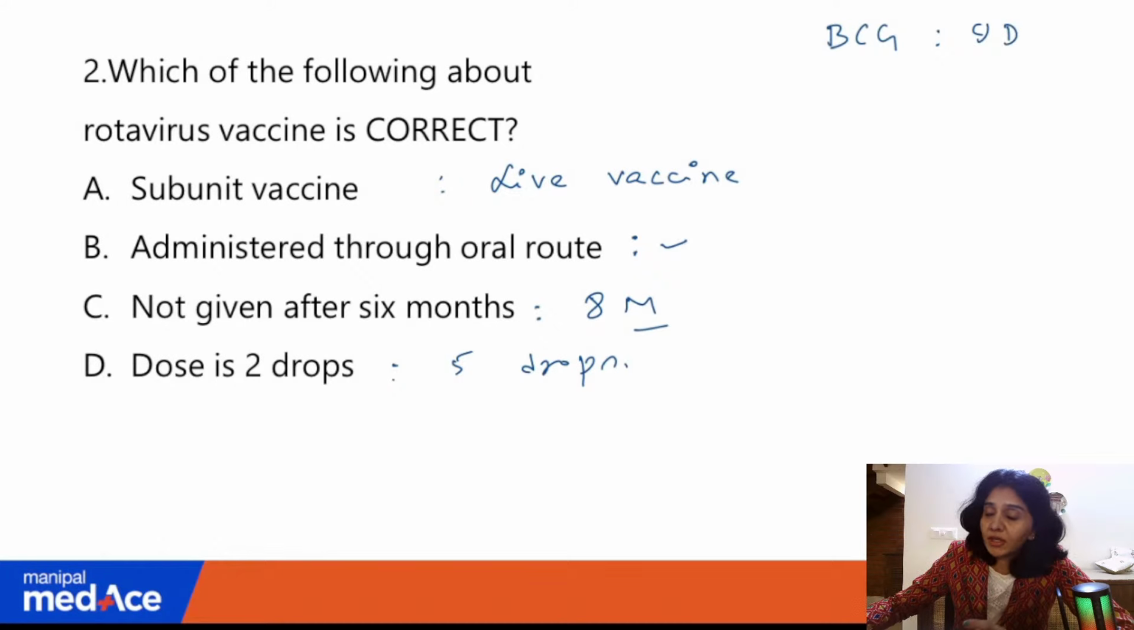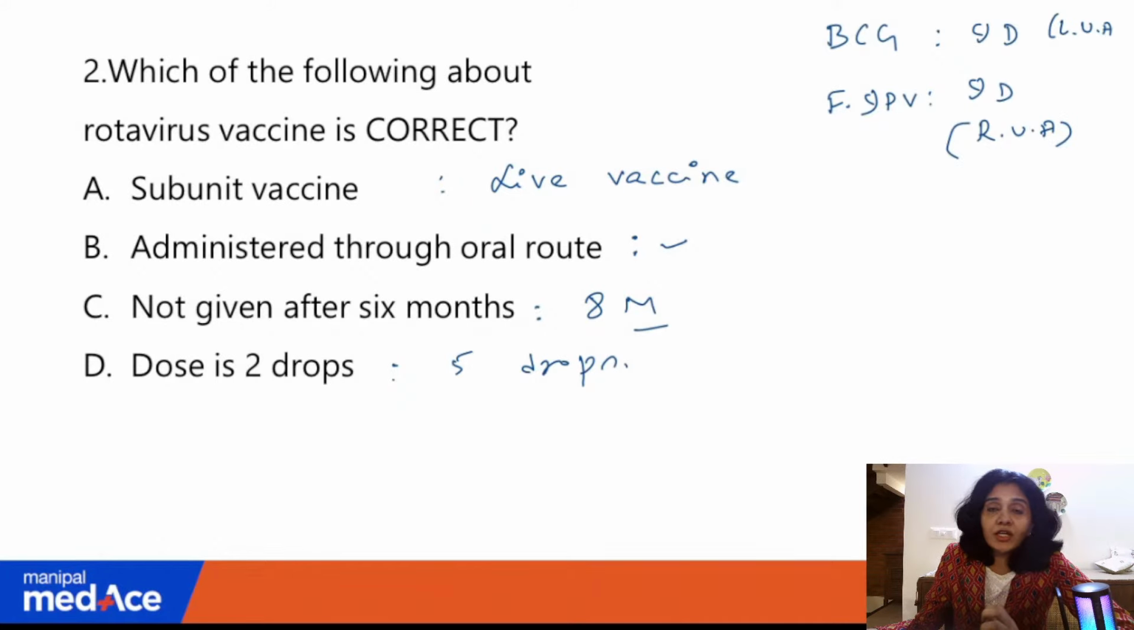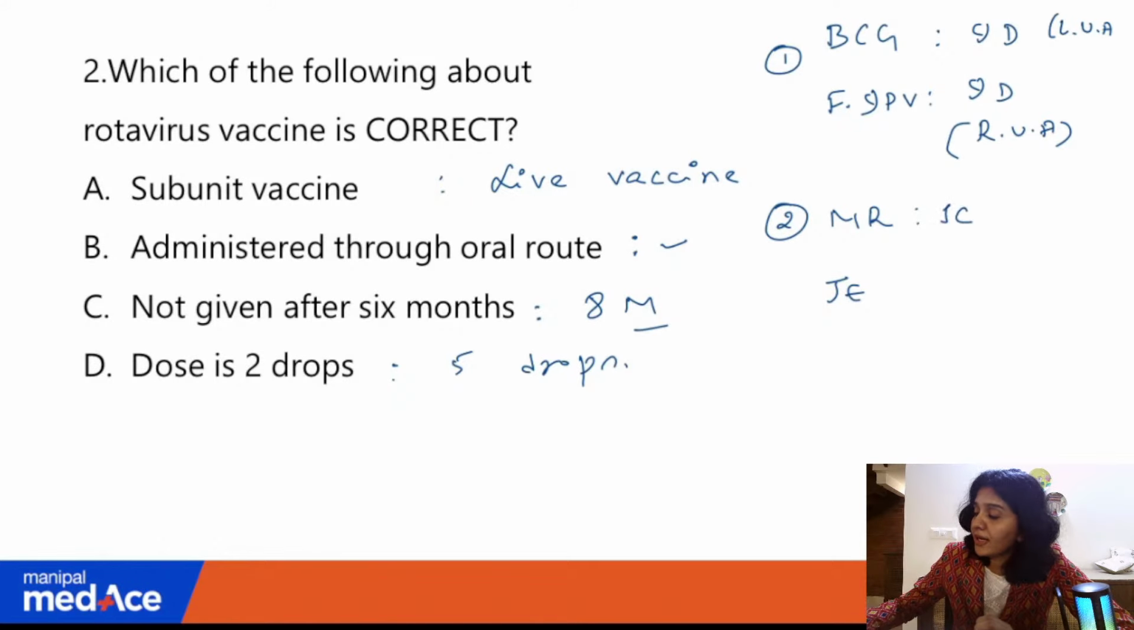It is intradermal. Fractional IPV is again intradermal route. BCG is given in the left upper arm and fractional IPV is given in the right upper arm. So this is one set of vaccines given through intradermal route. The second set of vaccines is MR and JE. These two are given through subcutaneous route. If you look at the site of MR, it is the right upper arm, and the site of JE is the left upper arm.